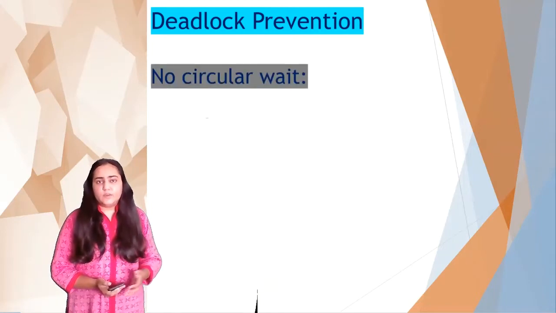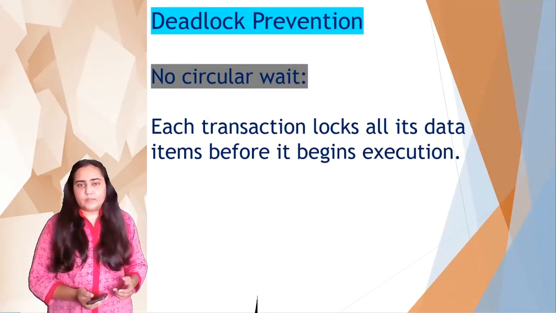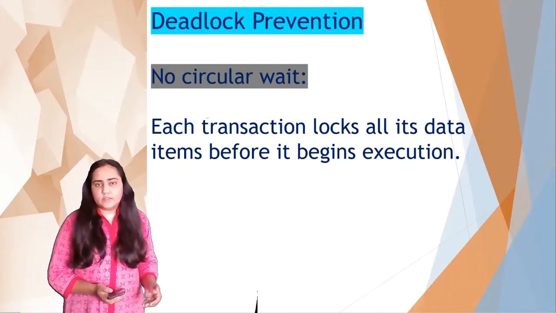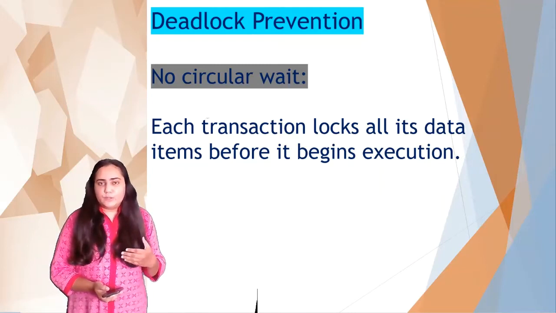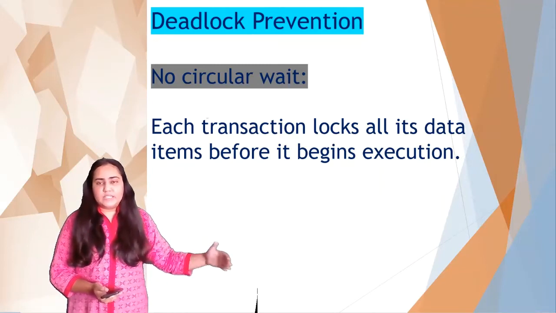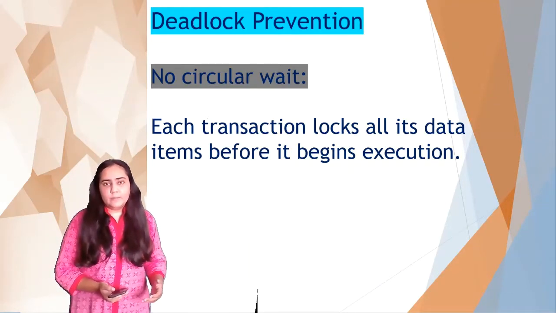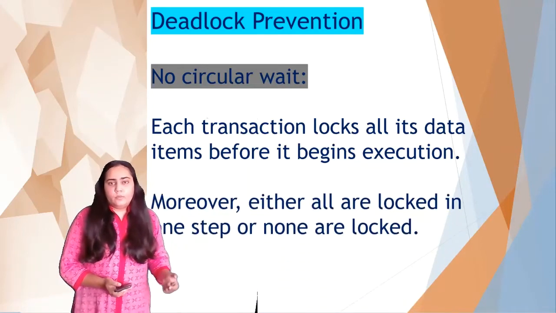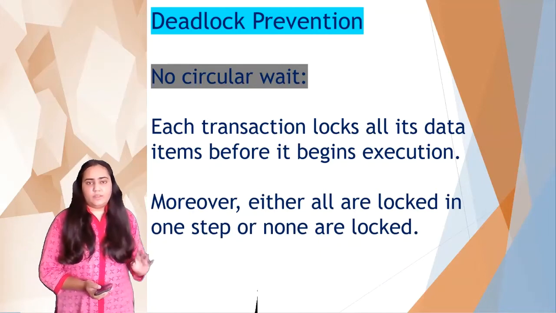The first one is known as the no circular wait technique. In this technique, before the transaction begins, it obtains all the locks on all the data items that it needs. So if the transaction knows that it's going to require data items A, B, C, D, E, then it first obtains the locks on all of A, B, C, D, E, and then it will begin. Otherwise, it won't begin. So either all the items are locked in one step or nothing is locked.